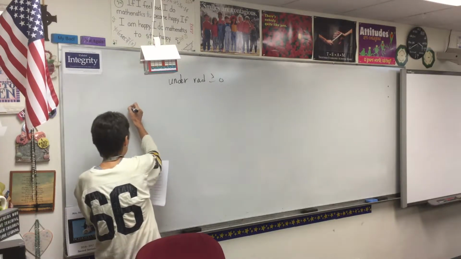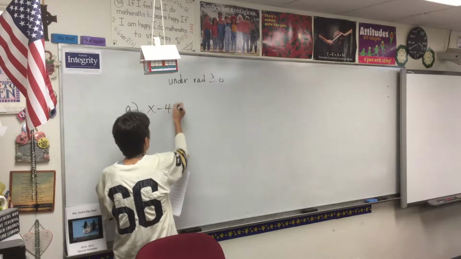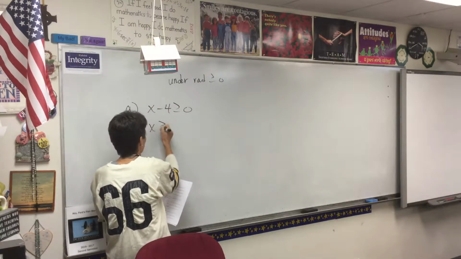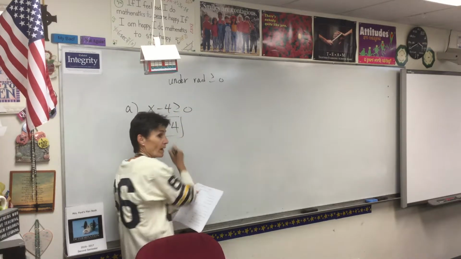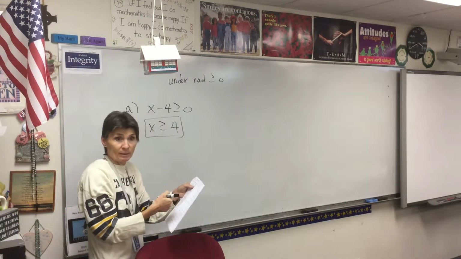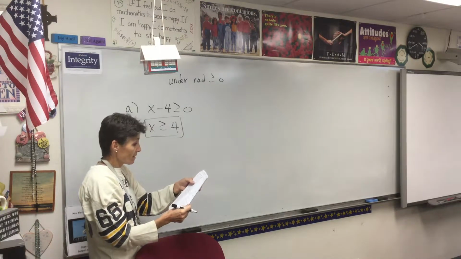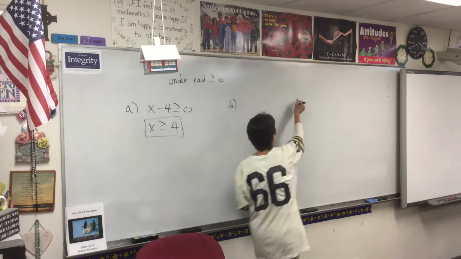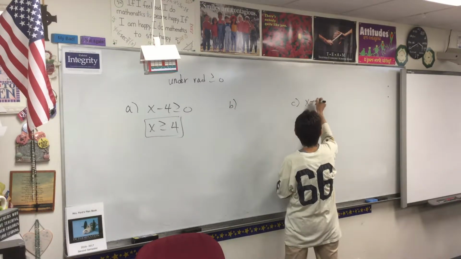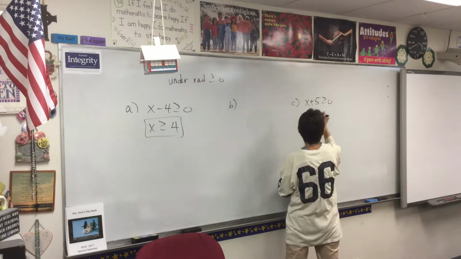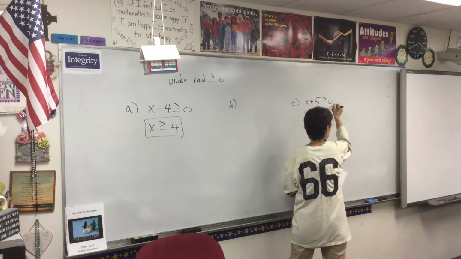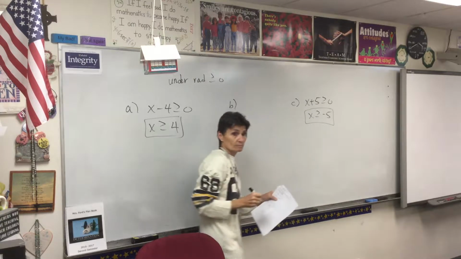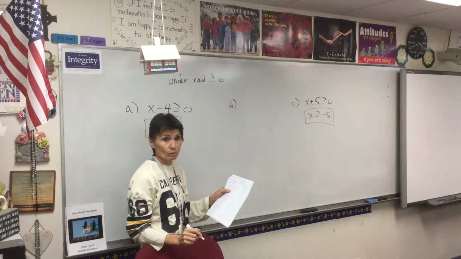So x minus 4 is greater than or equal to 0, so x has to be greater than or equal to 4, right? And you put that in the answer blank. Now, do any of the rest of them have radicals? Yes, C has a radical. So x plus 5 has to be bigger than or equal to 0, so x is bigger than or equal to negative 5. That takes care of that rule.